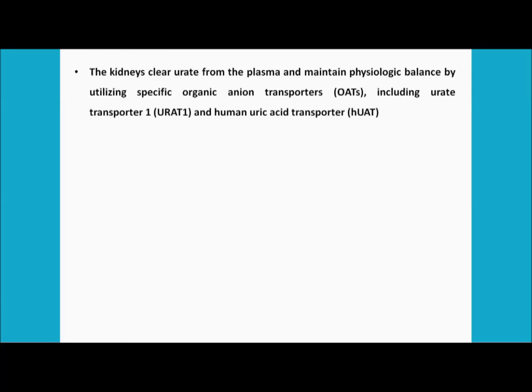Now the kidney clears urate from the plasma, right? The kidney is the filtering organ, so it is going to clear the urate from the plasma and maintain the physiological balance by utilizing the specific organic anion transporter, which is known as OAT, including the urate transporter 1 and human uric acid transporter, HUAT. So this kidney will utilize these two transporters actually, right?